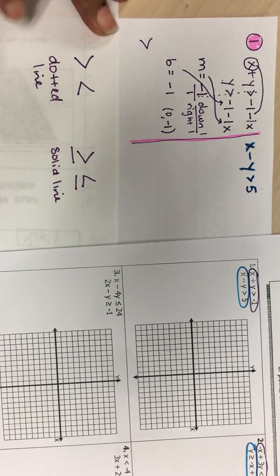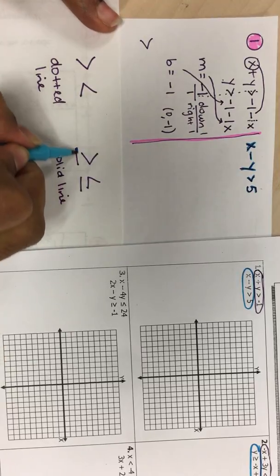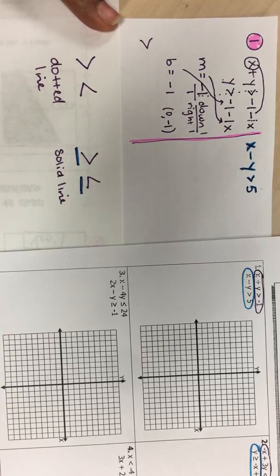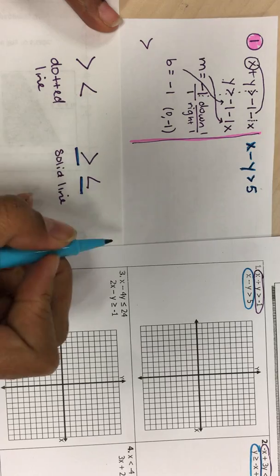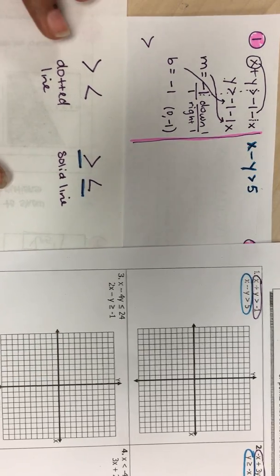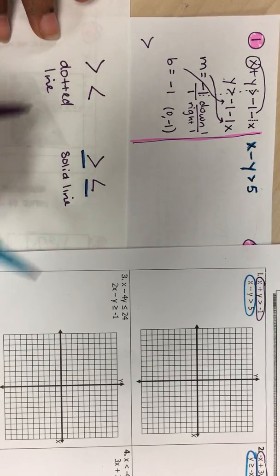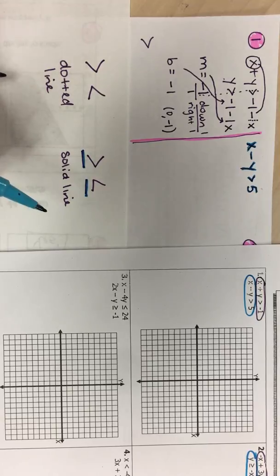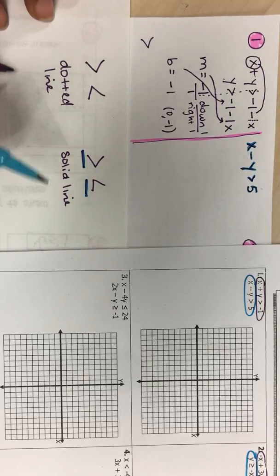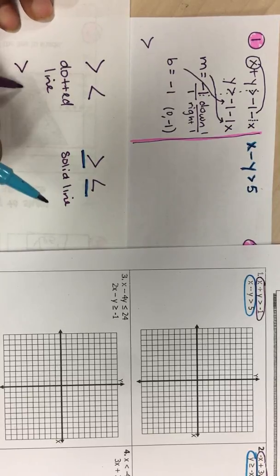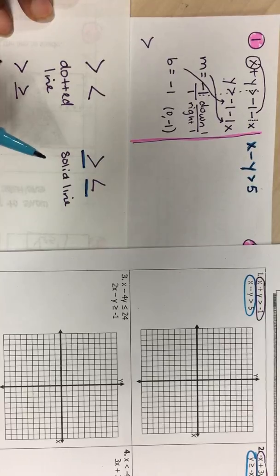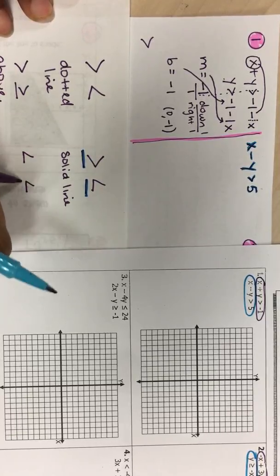Just remember that if you have a line underneath your symbol, you're going to draw a line through your points, okay? That's an easy way to remember it. Then we have to not only decide if it's dotted or solid, we also have to decide if we're shading above or below. And above is just greater than, and below is just less than. So greater than, less than.